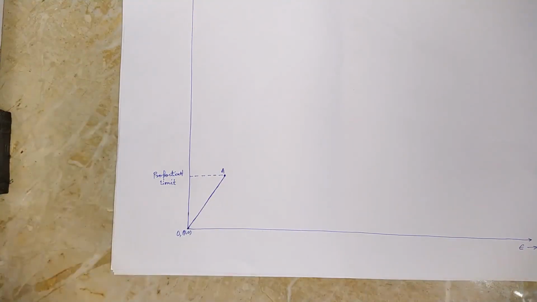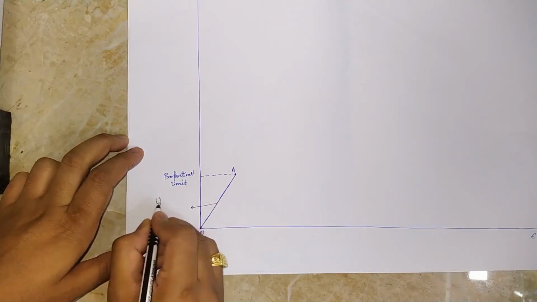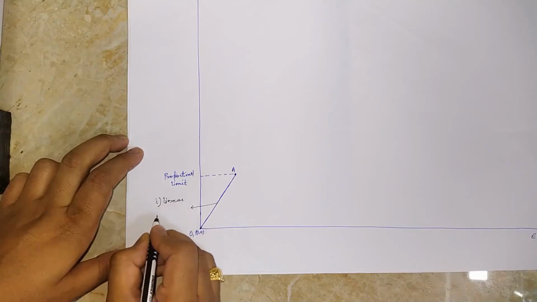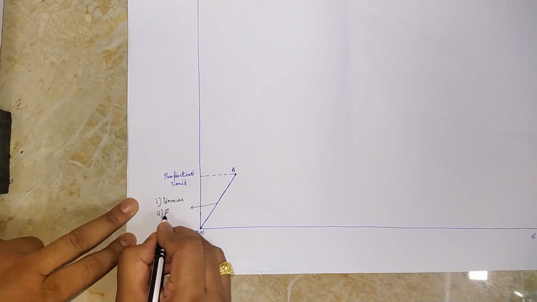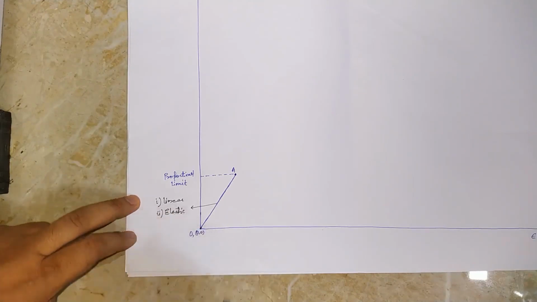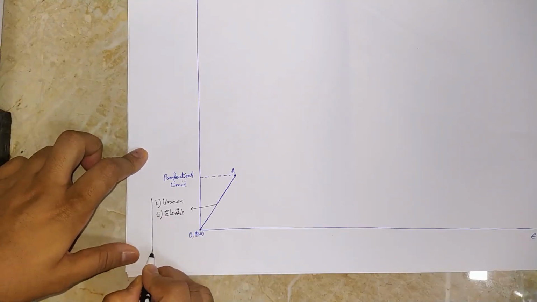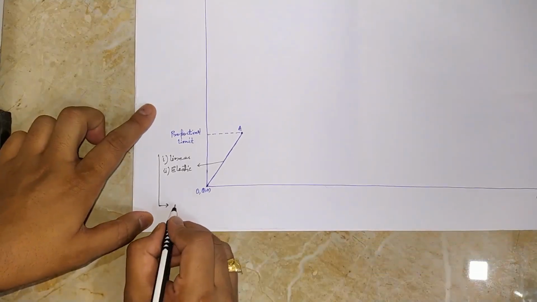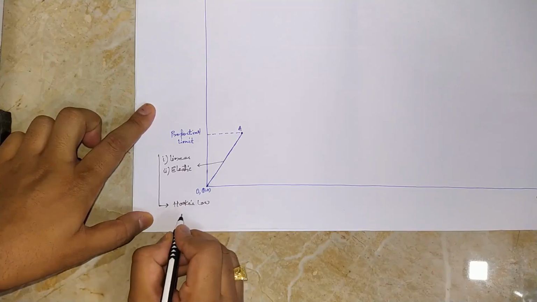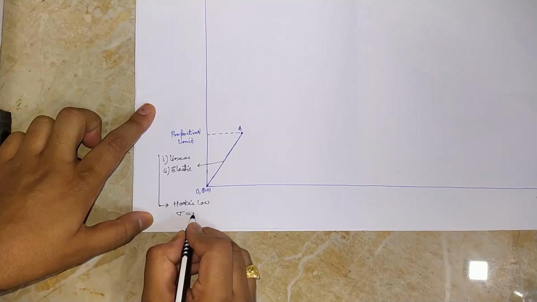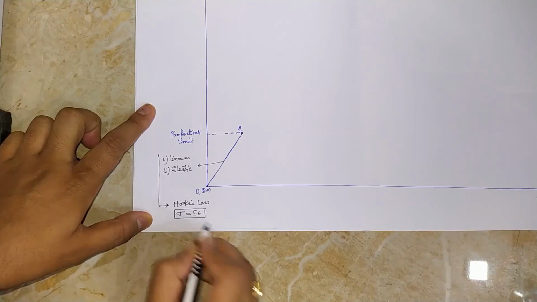So we see the basic behavior of the graph between point O and A as linear. The second characteristic of this stretch of the graph is that it is elastic also. Now, since the graph is linear and elastic, as a corollary we can derive that Hooke's law, that is stress equal to Young's modulus into strain, can be applied to this stretch of the stress strain diagram.